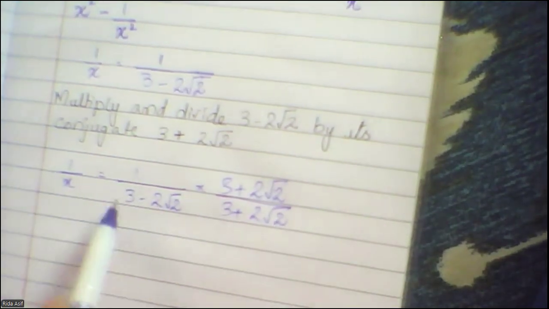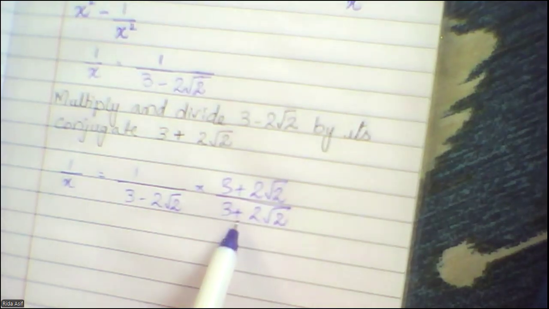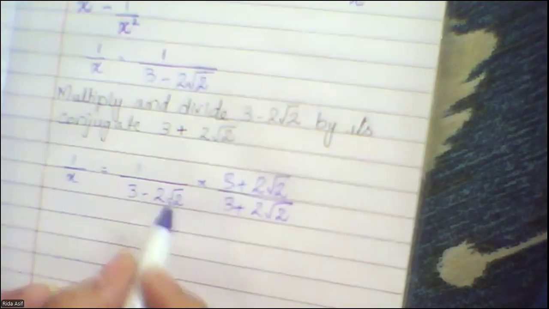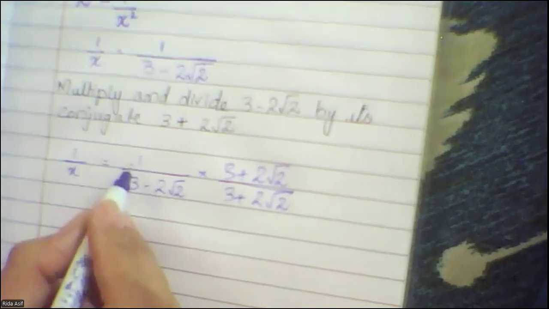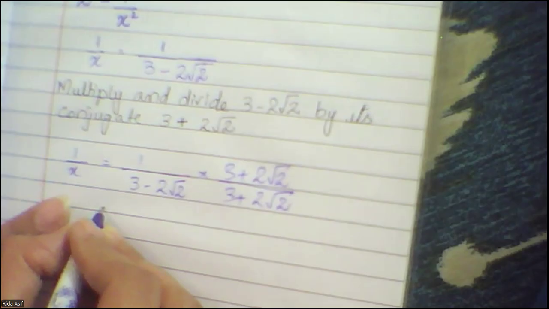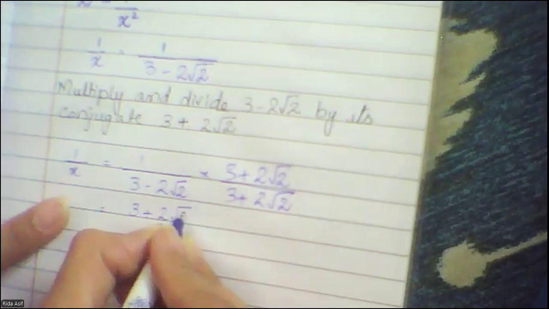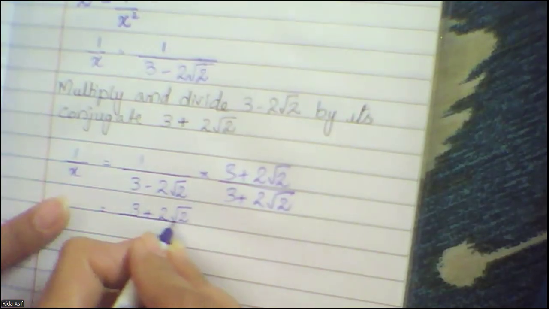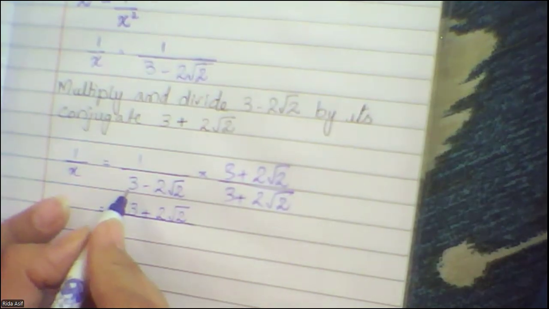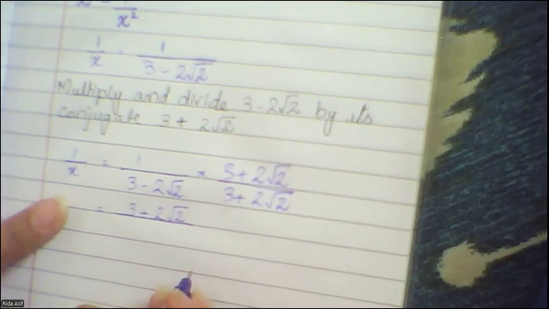What is the conjugate of 3 minus 2 root 2? 3 plus 2 root 2. Just these two numbers will remain the same. Now, students, in the numerator, 1 multiplied with any number gives the same result. So we get 3 minus 2 root 2. What about the denominator, my dear ones? Look, the numbers are the same, only the signs are different.